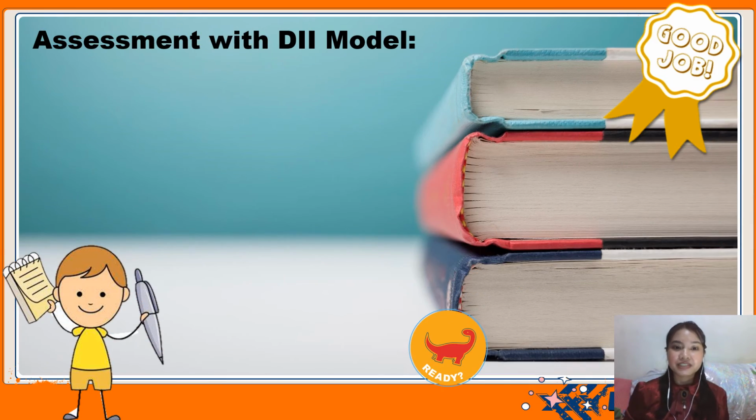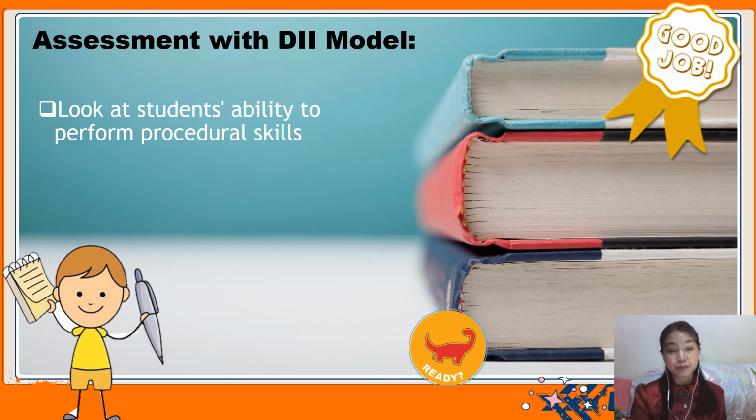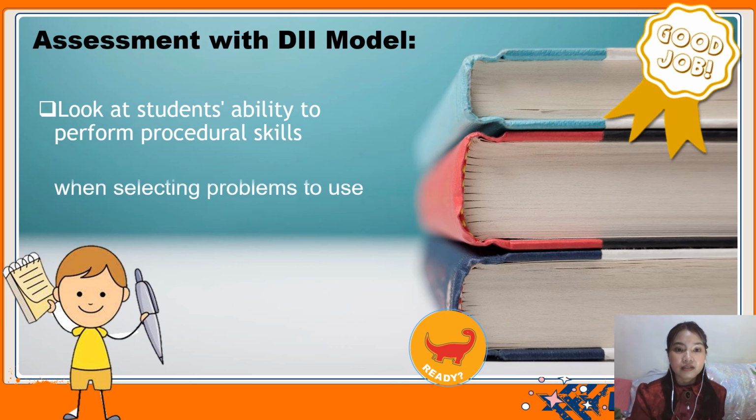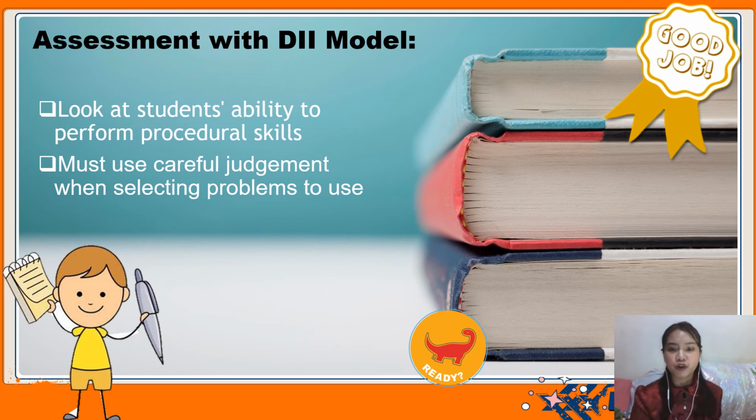How do you assess students using the DII model? First is to look at students' ability to perform procedural skills. If wording on assessments is similar to that used in instruction, students may only demonstrate ability to memorize a set of procedures rather than demonstrate genuine understanding. The teachers must use careful judgment when selecting problems because we do not want students to just memorize formulas and plug in numbers.